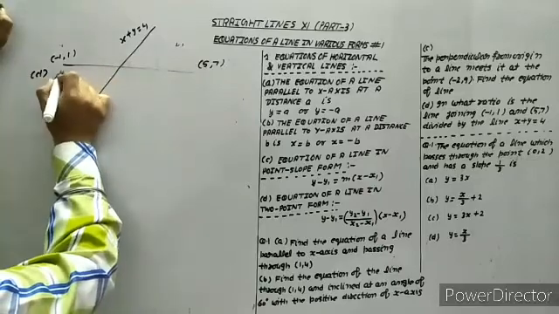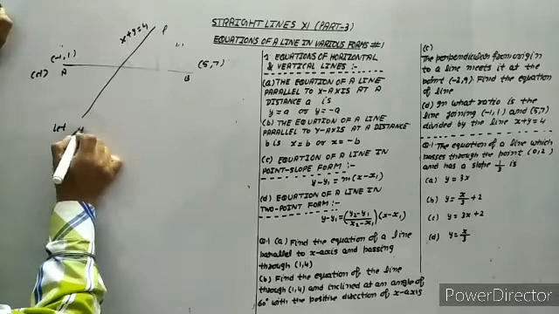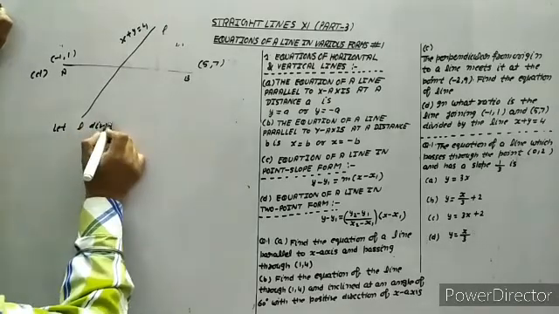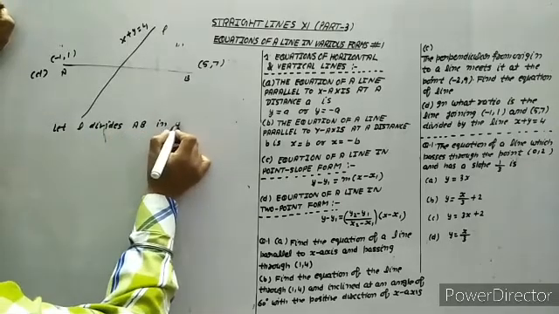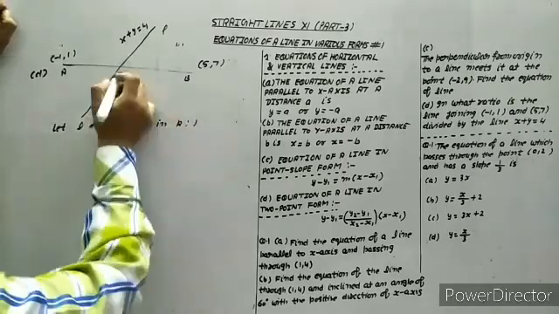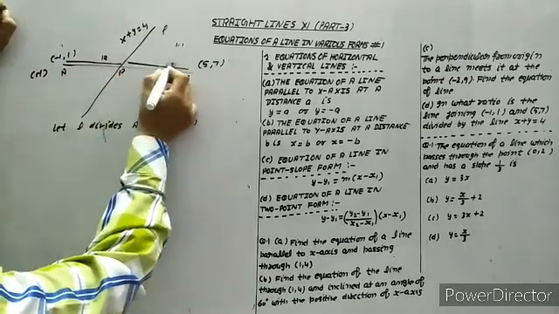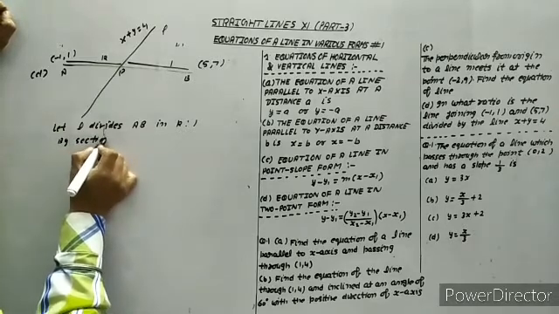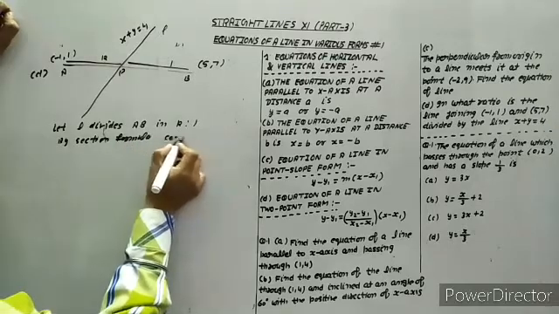Let us suppose L divides AB in the ratio k:1. This is the point P. Let us suppose this is k and this is 1. Now by the section formula, the coordinates of P.